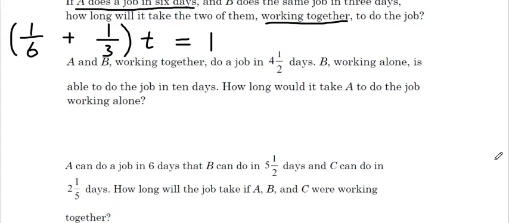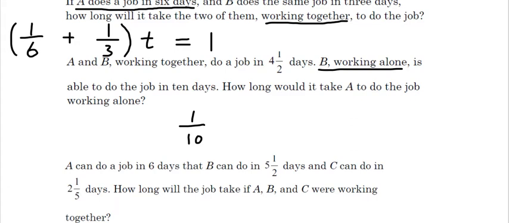So for this problem, A and B working together do a job in 4.5 days. If B working alone is able to do the job in 10 days, then for B, in 1 day he can finish 1/10, right? So this is B's speed, B's ability. Okay.